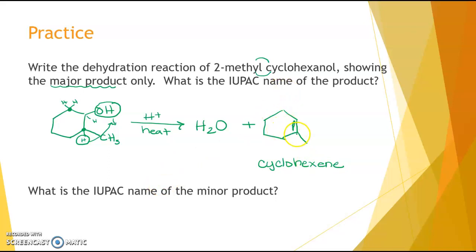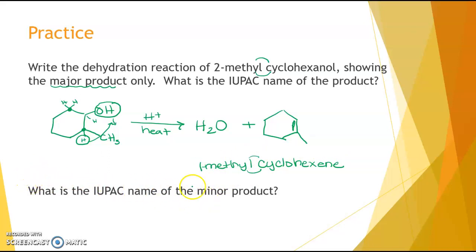And then carbon 1 is going to be the one with the methyl group, and then I can go through. So this is 1-methylcyclohexene. Again, these should actually be one word. I don't know why I do that a lot.